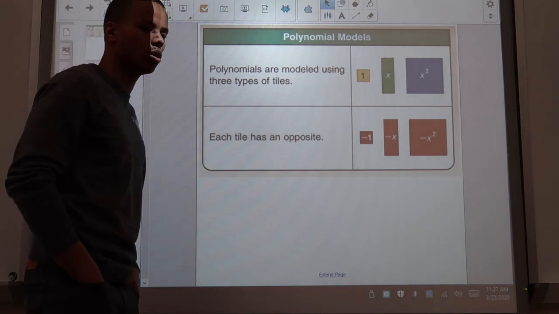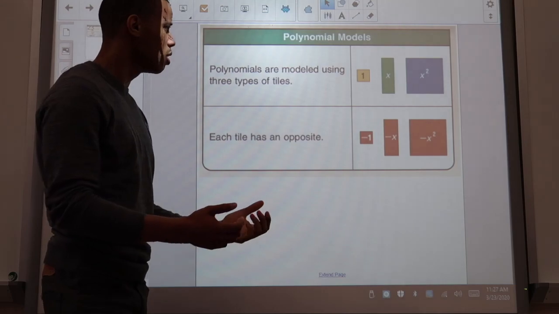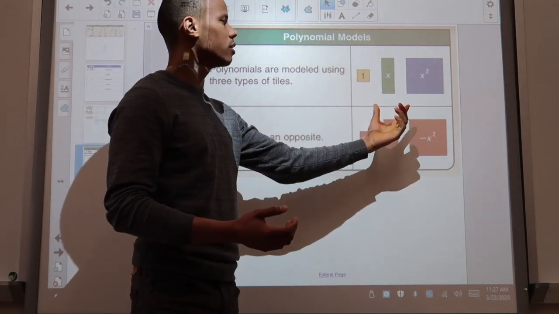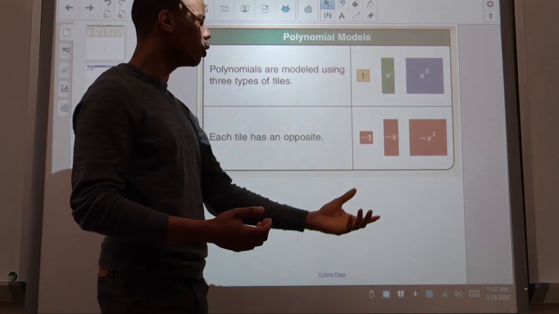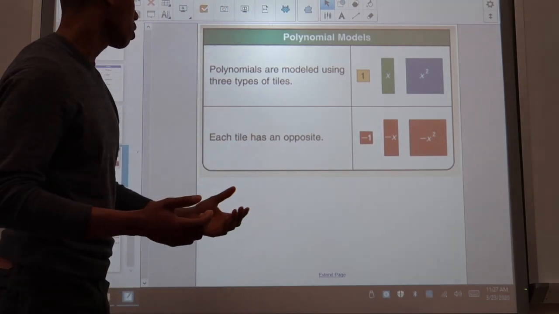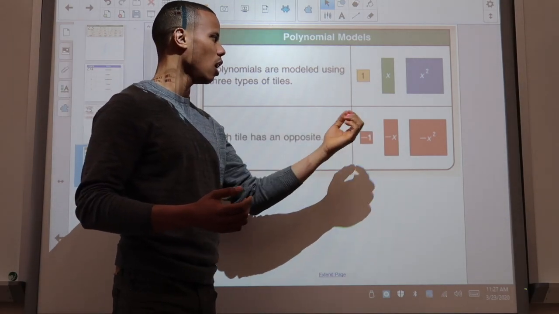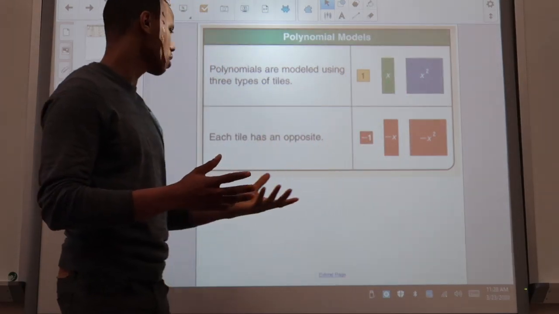And then for the last two, I was planning to have you guys work on tiles. If you see the tiles, we can represent the polynomials with the tiles, or at least go all the way up to the quadratic. So we have the single piece, we have just a straight block, and then we have the square, which is the quadratics.